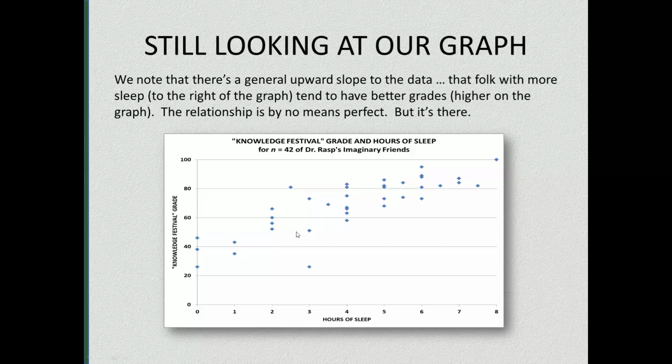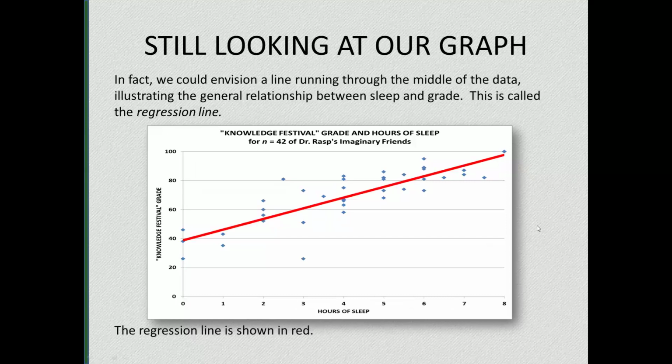And in general, for our 42 imaginary friends, the data tend to cluster along this southwest to northeast line. It's a general upward tendency. Folk who get more sleep tend to have higher grades, although there are exceptions. The relation's by no means perfect. We can even envision a line running through the middle of the data. That line is called the regression line. It's in red here.